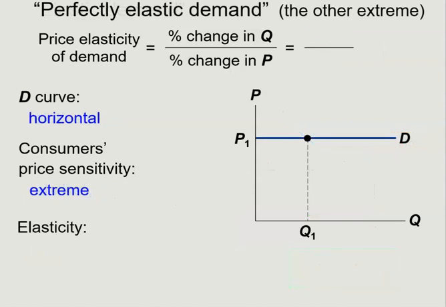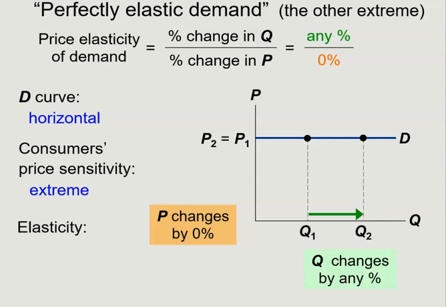All right, the fifth and final case we're going to discuss is another extreme case. This is a perfectly elastic demand. In this case, the demand curve is horizontal, a 100% horizontal line. And in this case, with essentially no change in price, we could still see the quantity demanded change by any percentage.